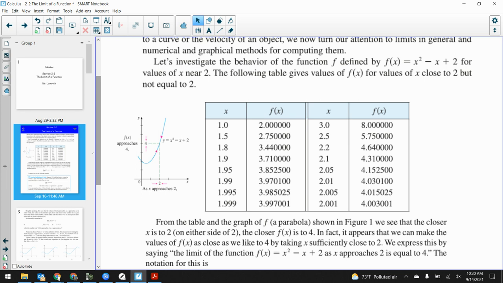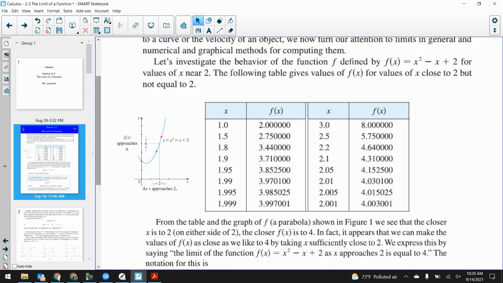2 squared is 4. Minus 2 is 2. Plus 2 is 4. So you mean to tell me if I just plug in the number, that's what the limit equals? Most of the time, yeah. The issue arises when we cannot plug in that number, which you'll see here in a little bit.